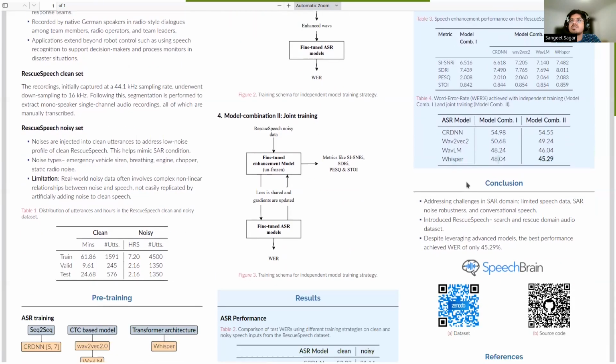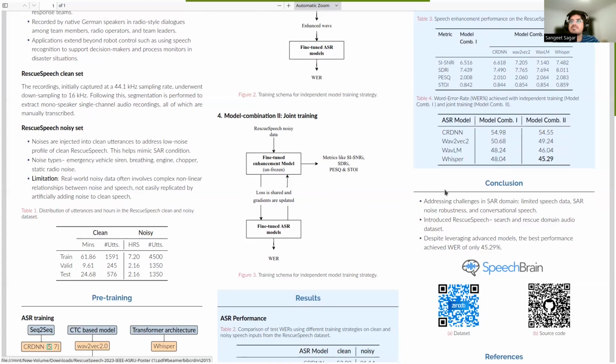Now let's talk about the conclusion. In this work, we saw how we address challenges related to the search and rescue domain, particularly when doing speech enhancement and speech recognition, that is noise robust speech recognition. Via this paper, we released the RescueSpeech dataset, the first ever publicly released audio dataset captured in a search and rescue mission. And despite leveraging a very advanced model that has been pre-trained on tons of data, we still achieve a word error rate of 45.29, which is not very promising for such a critical situation.